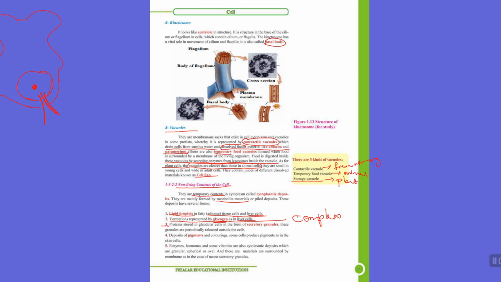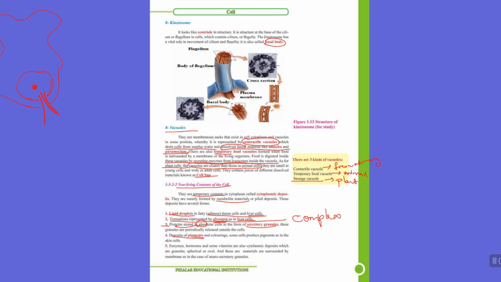Number 3, proteins are stored in glandular cells, glands whose function is secretion in the form of secretory granules. These granules are periodically released outside the cell. Glandular cells release hormones in 2 forms: in fat, we call them steroid hormones, you may remember from smooth endoplasmic reticulum, or in protein nature. Gland means secretion, so they secrete these stored proteins as secretory granules. Periodically means not continuously, only when the body needs them.